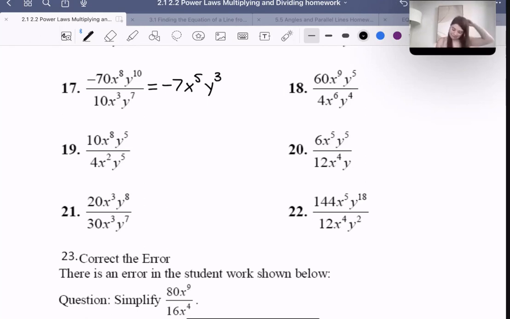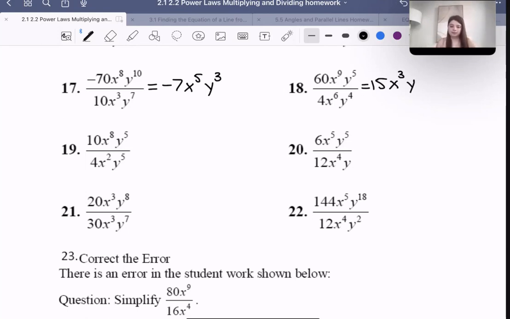Okay, then for 18, we have 60 divided by 4, which is 15. And then our new x exponent would be 9 minus 6, which is 3. And our new y exponent would be 5 minus 4, which is y to the 1, which is just y. So we can just write y there.